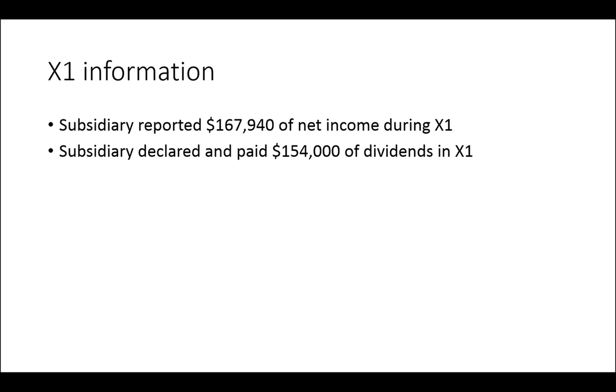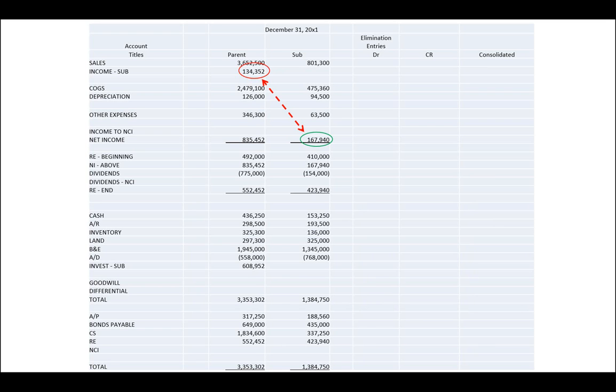If you look at the handout for year 1, you're going to see that the sub reported $167,940 of net income and $154 of dividends. We see that here. A couple of things I want to point out. The first thing is, notice that the net income subsidiary does not equal the income sub. The reason for that is that the parent is only getting 80% of that sub's net income.